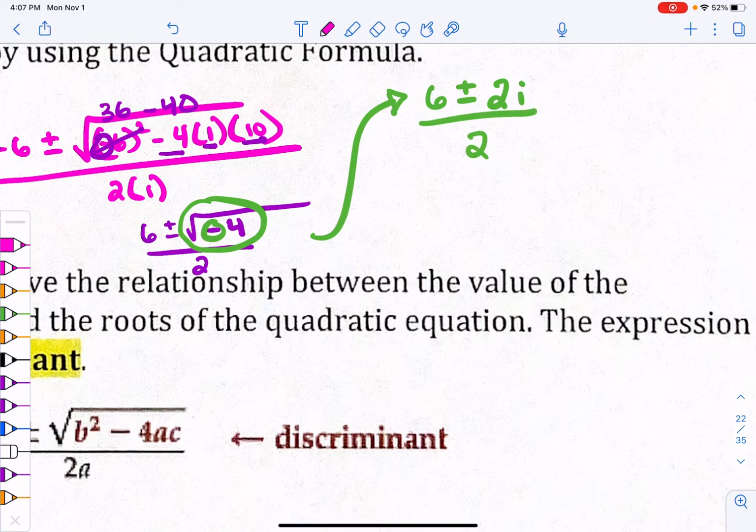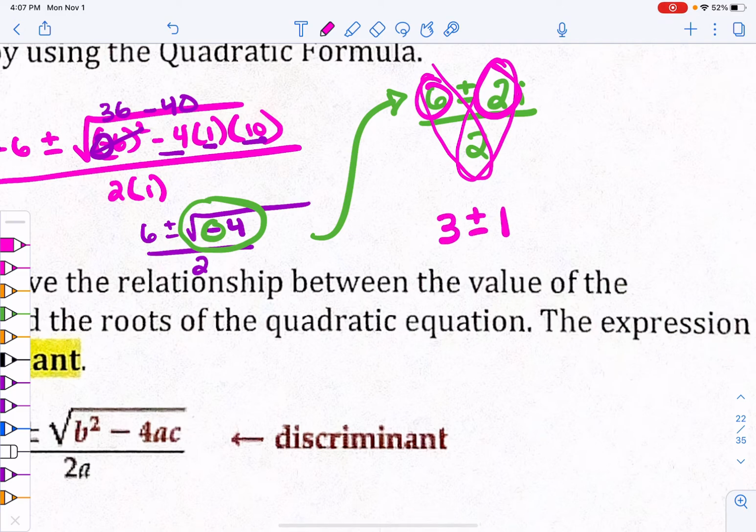Now, one more thing that I will say, if you want to leave your answer like that, that's fine, but notice that these will reduce, and I call it a butterfly reduce. When you are reducing, both of these top numbers have to reduce in order to be able to reduce anything. So I have to cross out this 6 and this 2 here in order for that to work. So this would become 3 plus and minus 1i. If I reduce the 6 by 2, it's 3.